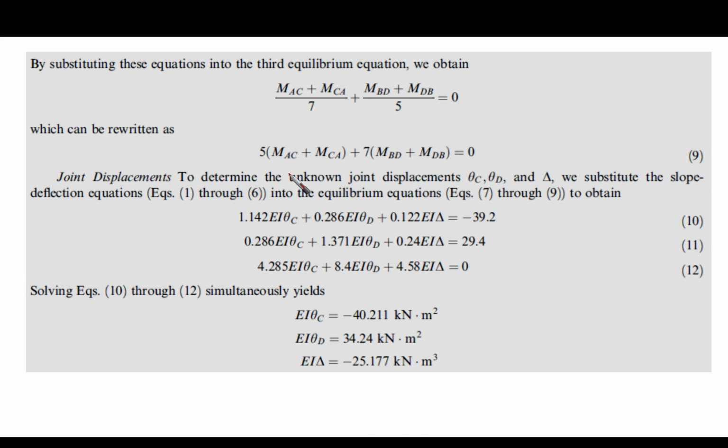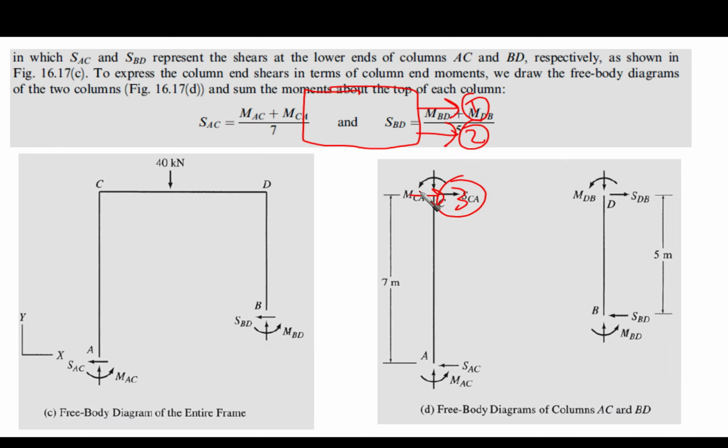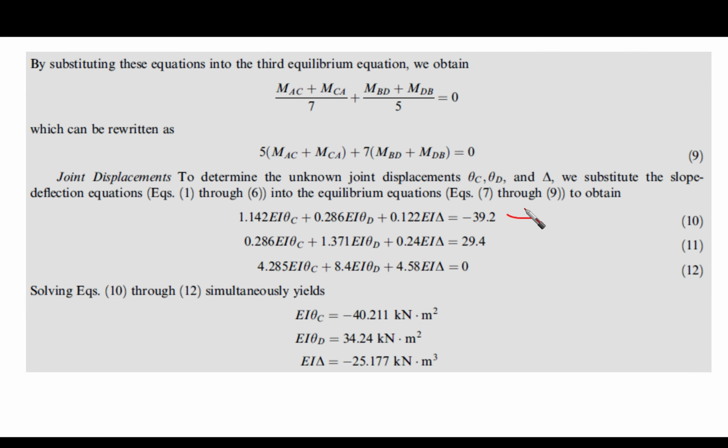Now it is almost the end. So we are going to substitute in this equation here, this one and this one. These are the two equilibrium equations, which are here. So we have 1, 2, and 3. So we have 3 equations. We can work them and solve them simultaneously. Then we can get theta C, theta D, and delta, as you can see here.